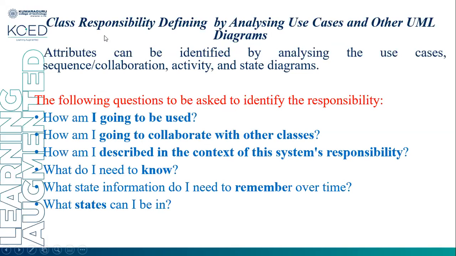The class responsibility is defined by analyzing use cases and other UML diagrams. So attributes can be identified by analyzing the use cases, sequence, collaboration, activity and state chart diagrams of a particular class. The following questions are to be asked to identify the responsibility. Question number one: how am I going to be used? Here, how am I means how the class is used. How am I going to collaborate with the other classes? How am I described in the context of the system responsibility? What do I need to know? What state of information do I need to remember over time? What state can I be in? So these questions should be answered.